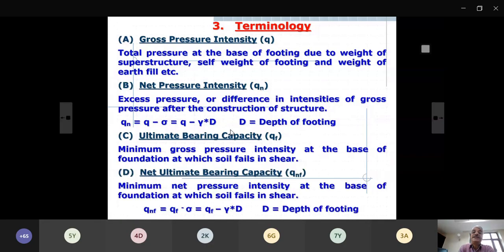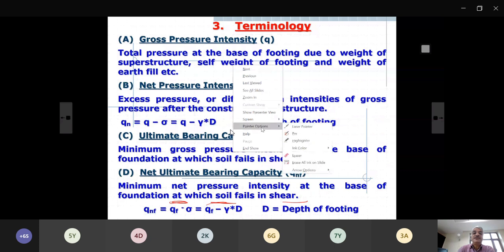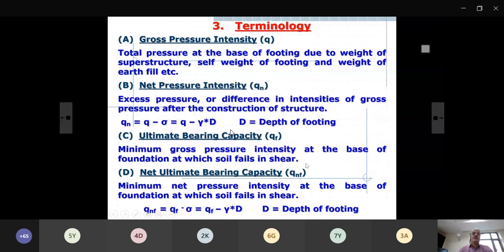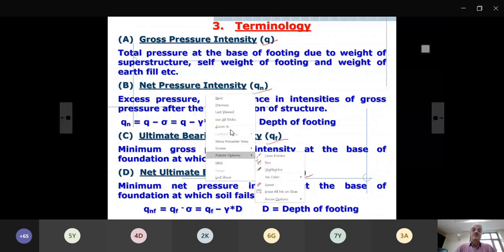Then there is net ultimate, simple, Qf minus sigma, Qf minus gamma D. This is ultimate, this is net ultimate. So the minimum net pressure at the bottom or base of foundation which will make the soil fail in shear is net ultimate. So Qnf. These are the notations.